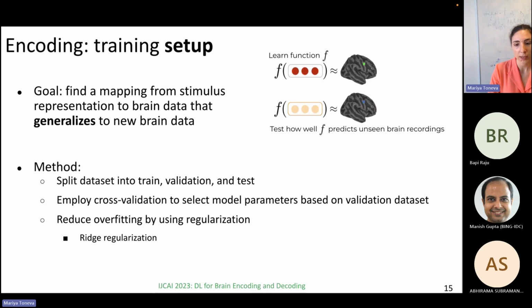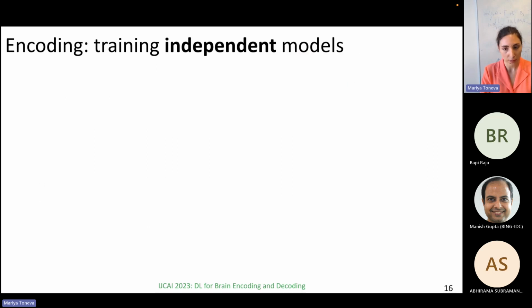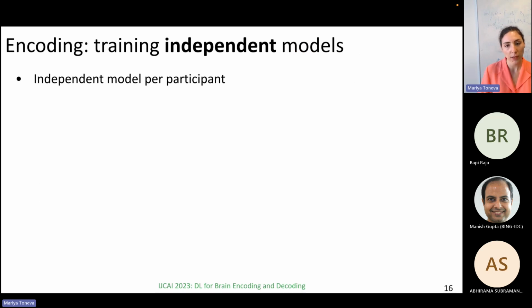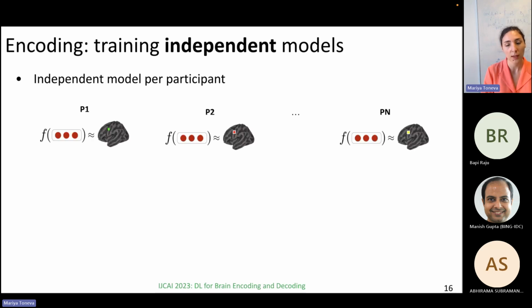And one thing that I wanted to make clear here is that many of the works that I'm talking about today are actually training independent models for each participant in the brain data set. So in order to actually make a statement about the brain of the general population, we need to test multiple participants. But the way that these models are usually trained is independently for each of these participants, and then the actual results are aggregated across the different participants in the data set.